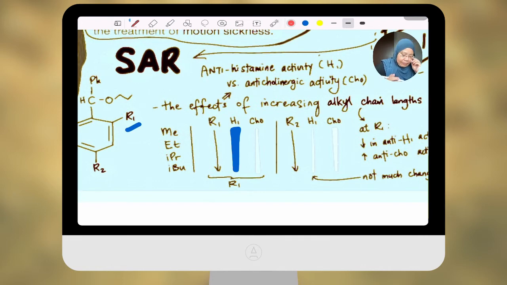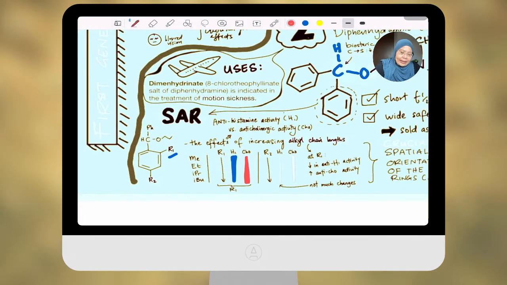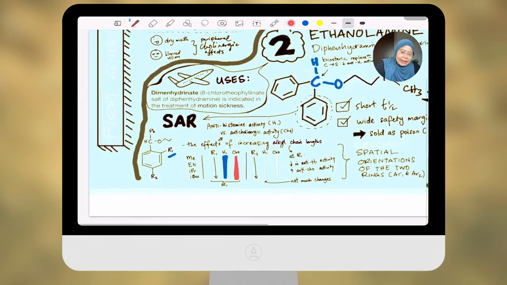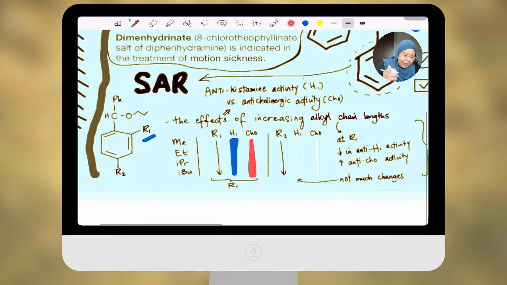In terms of the cholinergic activity, this is not what you want, because what we really want in this antagonist is to have a higher affinity towards, or give a better activity in terms of antagonizing, the H1 receptor. So if possible, we don't want much of other activity to come in. We don't want it to interact with other receptors. But in this case, it still interacts with other receptors. If you see in R1, the cholinergic effects, as you increase the chain length, as you go down methyl, ethyl, isopropyl or isobutyl, the effects go higher. It increases.